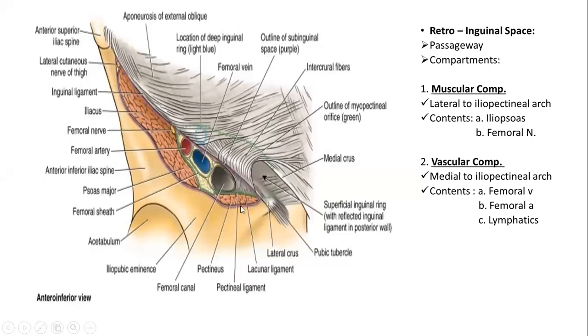And if you remember from the knowledge of bony features of the hip bone, you know that the superior border of the superior ramus of pubis extends proximally till the iliopubic prominence, right? So what is iliopectineal arch? This arch is basically thickening of the iliopsoas fascia.